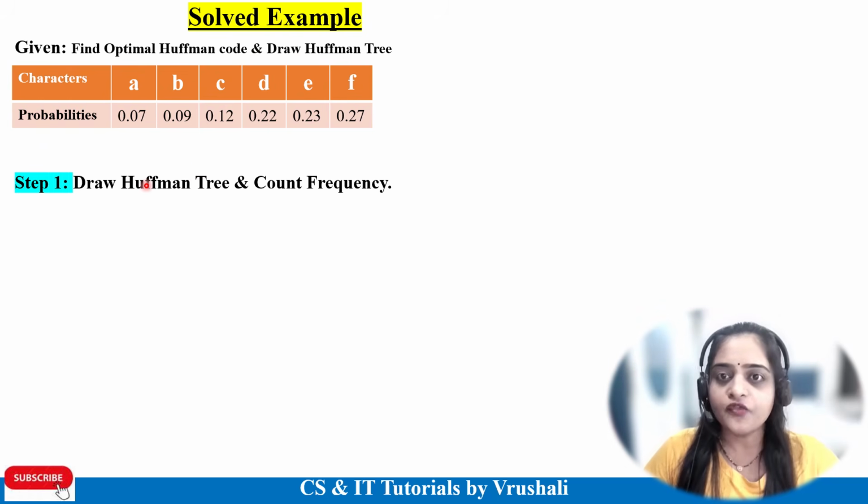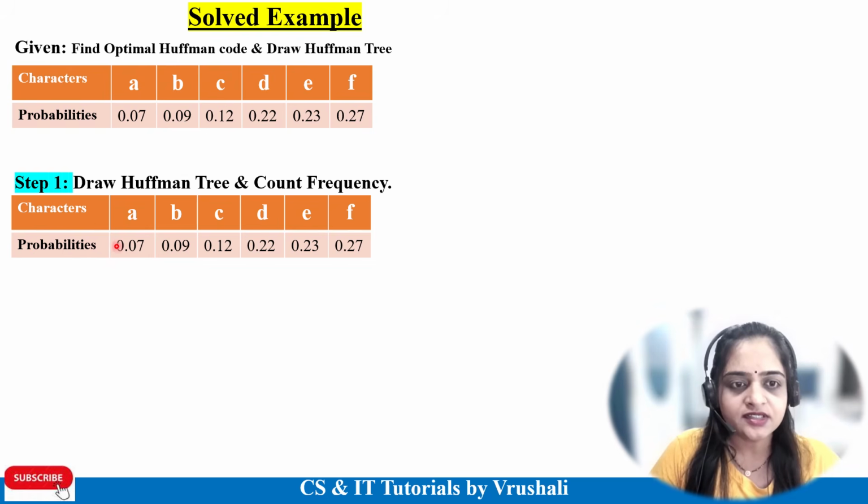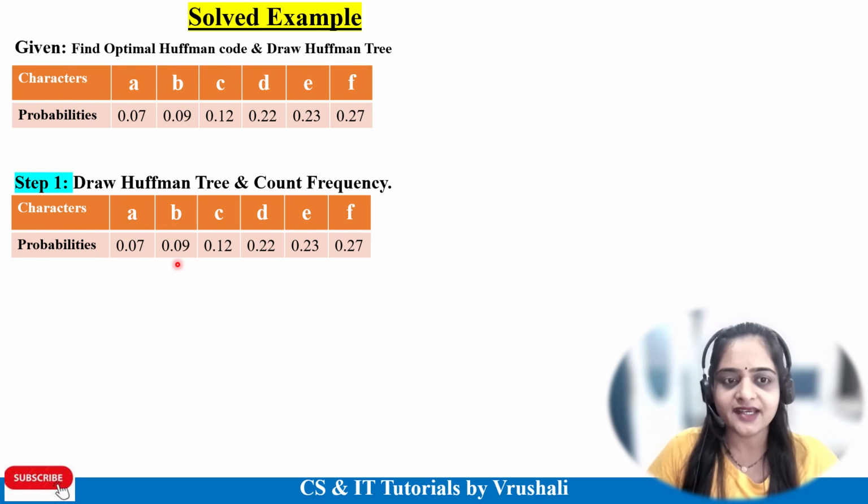Now, your first step is you have to draw the Huffman tree and after that count the frequency. So how to draw? See. First write this given table as it is. Okay. Now the first step is to find the minimum two values in the given probabilities. So which are the minimum two values? That is 0.07 and 0.09, right? These two are the minimum values.